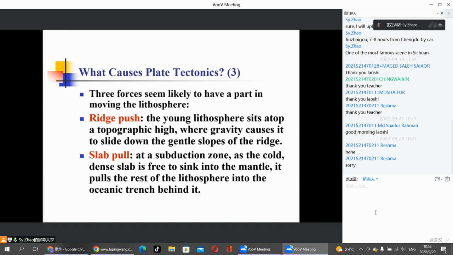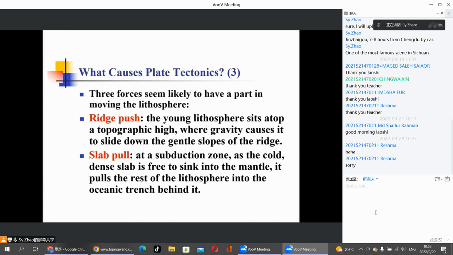And there are three forces which seem likely to have a part in moving the lithosphere. First of all, it is the ridge push, which suggests that the young lithosphere sits atop a topographic high, where gravity causes it to slide down the gentle slopes of the ridge.